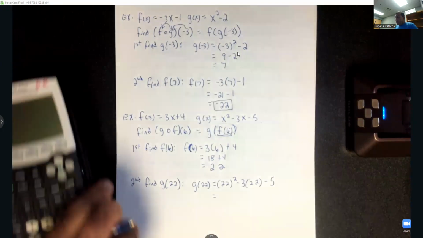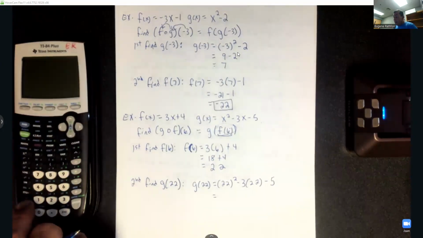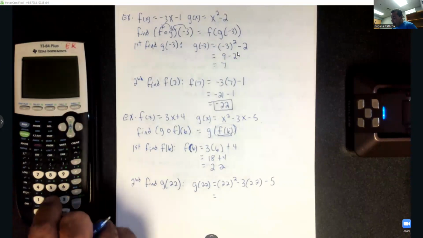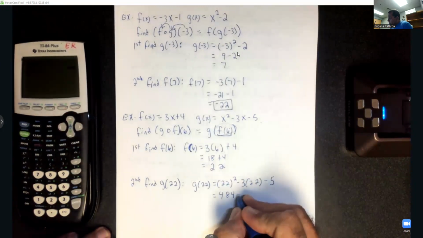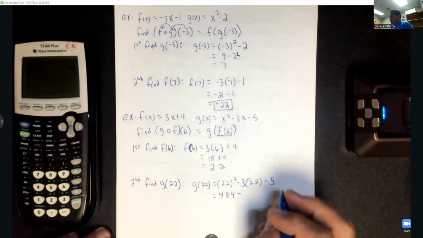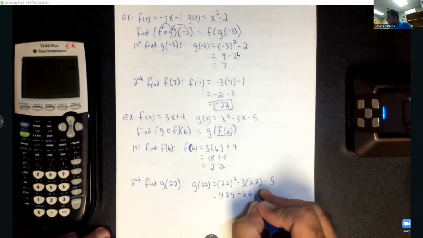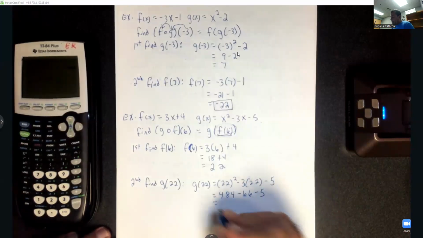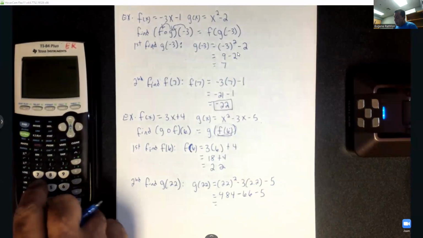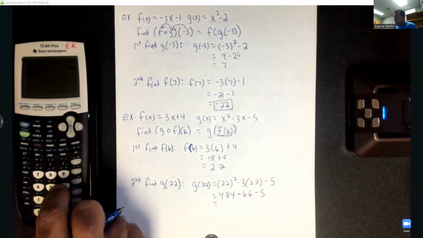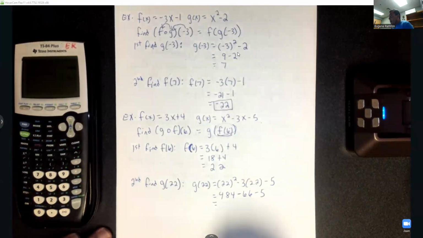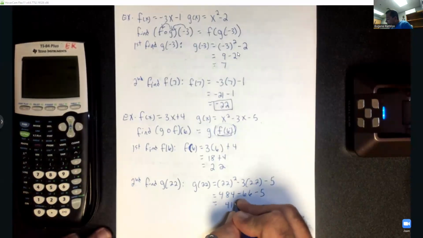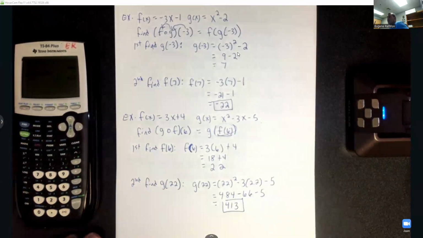All right, y'all, big number. So let me see. I'm going to square that 22. That's going to give me 484. Minus 3 times 22 is 66. And then minus my 5. All right, y'all, so let's see what we get. 484 minus 66 minus 5 gives us a final answer of 413.